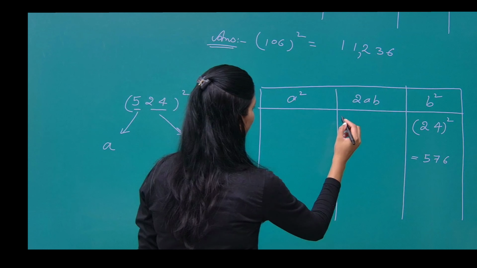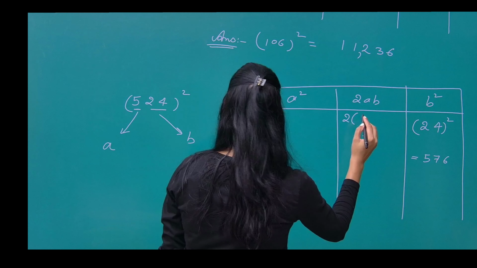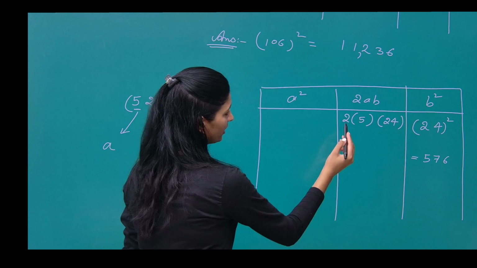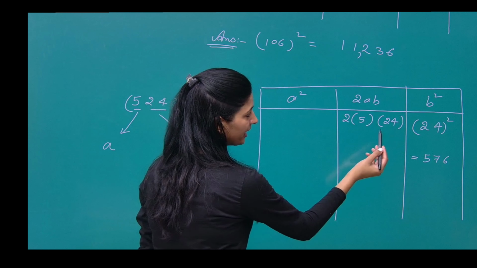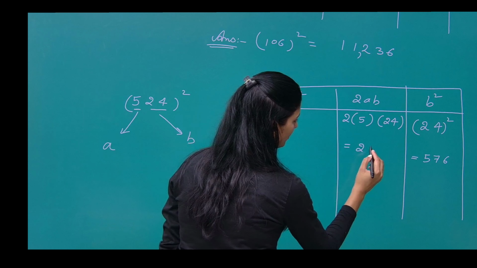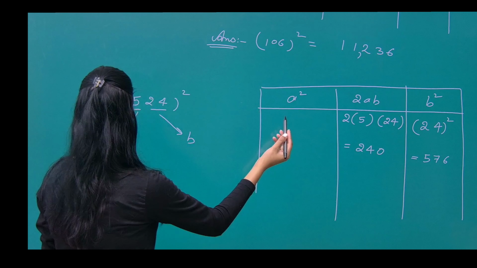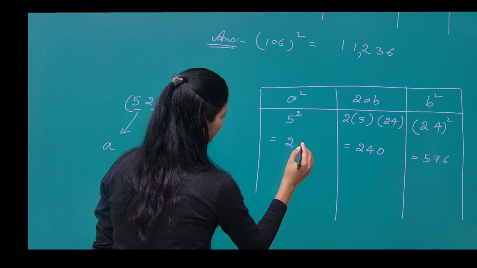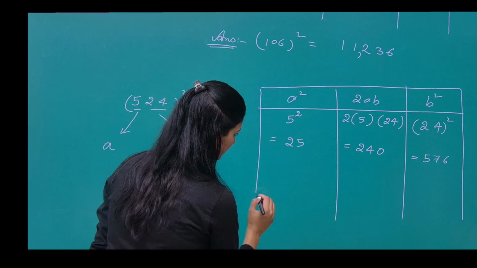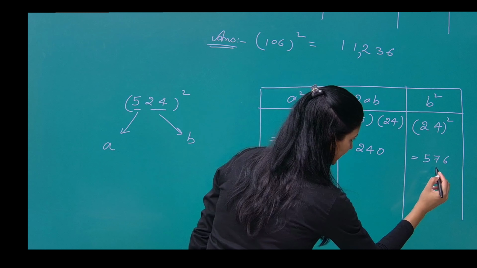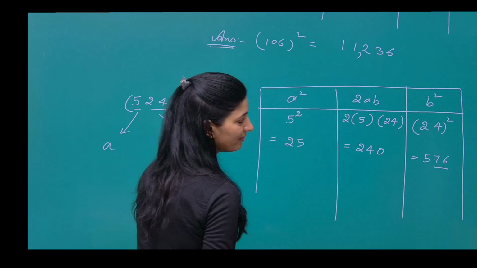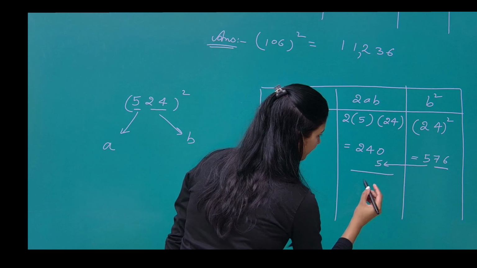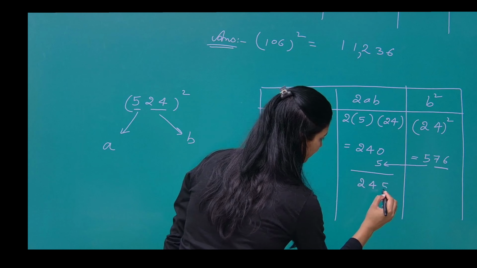And now here we have to do 2 into 5 into 24. Now 2 into 5 gives us 10 and 10 into 24 gives us 240. And in this column we have to find out the square of 5, which is equal to 25. Now see what is happening here. We can keep 2 digits. So we can keep 76 here, but this 5 will come this side. So this will become 245.